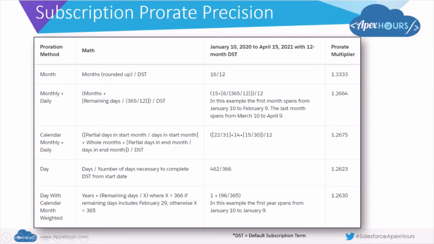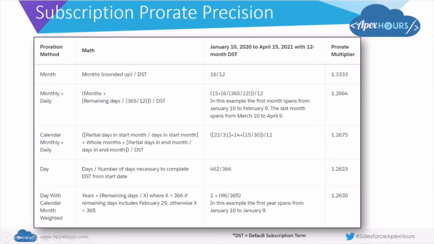So even if you have 1 day extra over into the next month, so if you remember from Jan 10th, 2020, there are 15 months which go to April 9th, 2021, because if it starts on a 10th, it ends on a 9th of the next month. So after April 9th, there are 6 more days in April which have been added for the end date. In the month proration method, it rounds up that month and makes that 15 months into 16 months and then divides by the default subscription term, which is 12 months. So it gives a prorate multiplier of 16 by 12, which is 1.333.